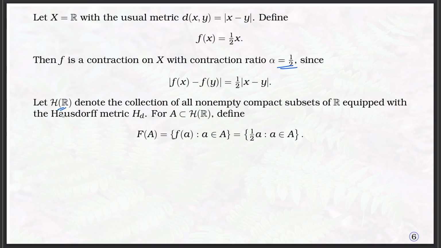Let h of R denote the collection of all non-empty compact subsets of R equipped with the Hausdorff metric HD.